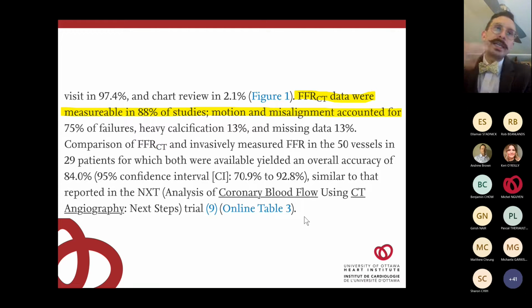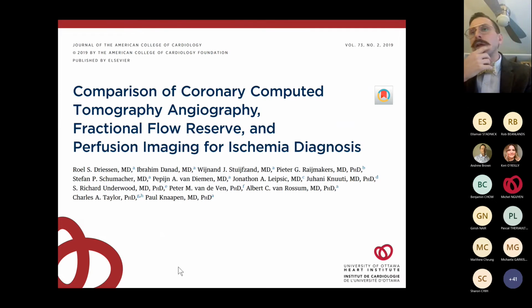Furthermore, there's a stepwise decreasing pattern of area under the curve for FFRCT as coronary calcification increases. And remember, patients with a heavier calcium burden are the exact patients where we do not want to be missing a functionally significant lesion. Furthermore, it's been argued that the overall diagnostic accuracy of FFRCT is still low.